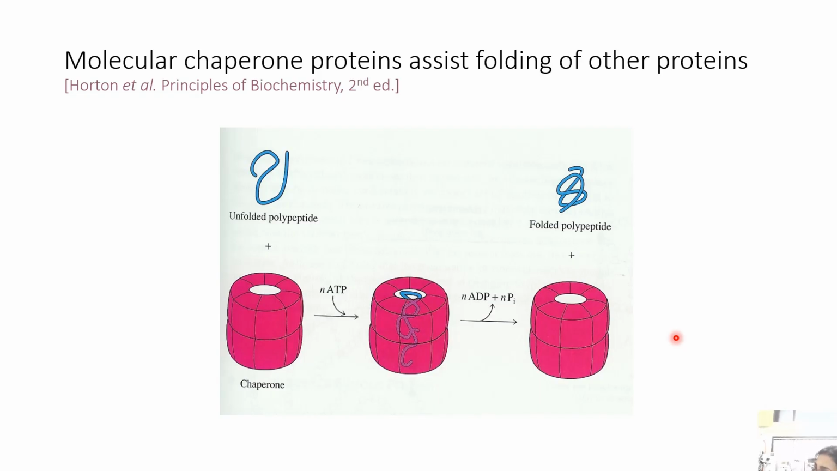Molecular chaperone proteins assist folding of other proteins. If you can see over here, these are basically chaperone proteins. If you see the schematic, unfolded peptide goes inside with the emergence of ADP and Pi. This is a folded peptide that comes out.